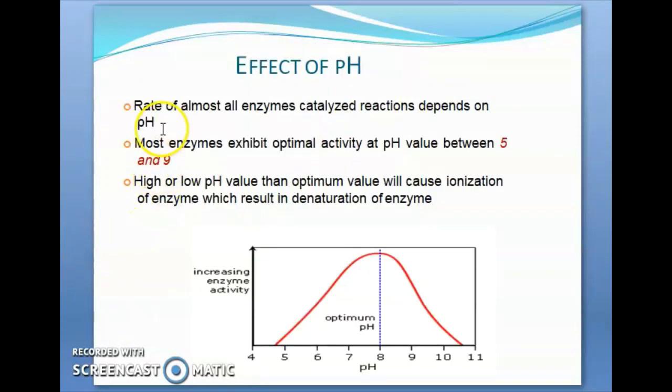Effect of pH. The rate of almost all enzyme catalyzed reactions depends on pH. Most enzymes exhibit optimal activity at a pH value between 5 and 9. A high or low pH value than the optimum will cause ionization of the enzyme, which results in denaturation of the enzyme. See the graph. On the x-axis is pH and on the y-axis is increasing enzyme activity. See, the optimum pH is 8.